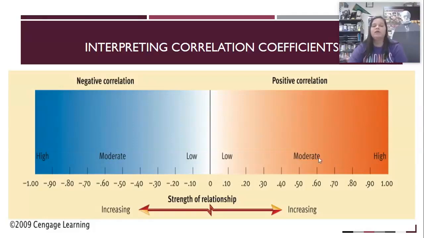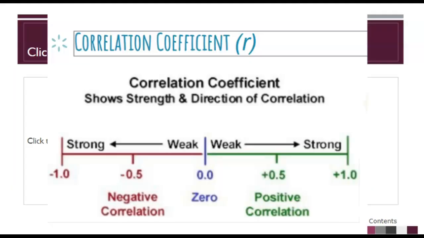and it's hard to predict one with the other. So going to the right, those are our positive correlations. To the left are negatives. Moderate correlation is right around that 0.5 or negative 0.5 range. Here is another view of that same diagram, but I think it's a little bit more clear.